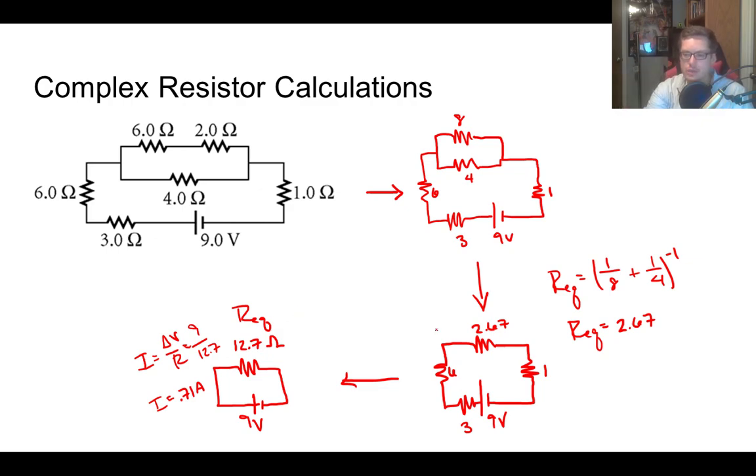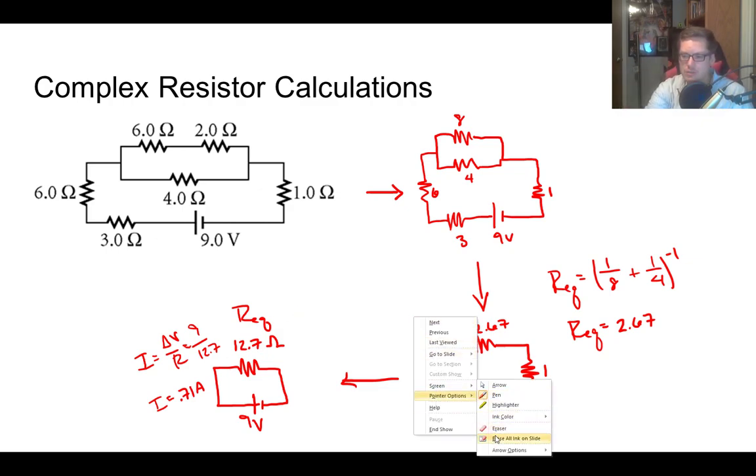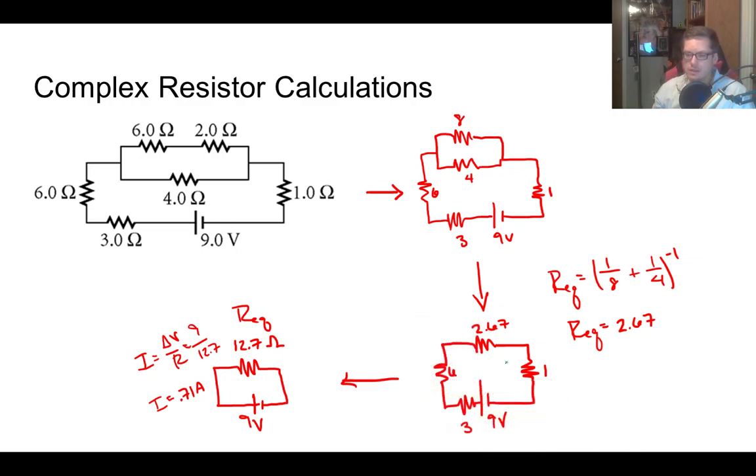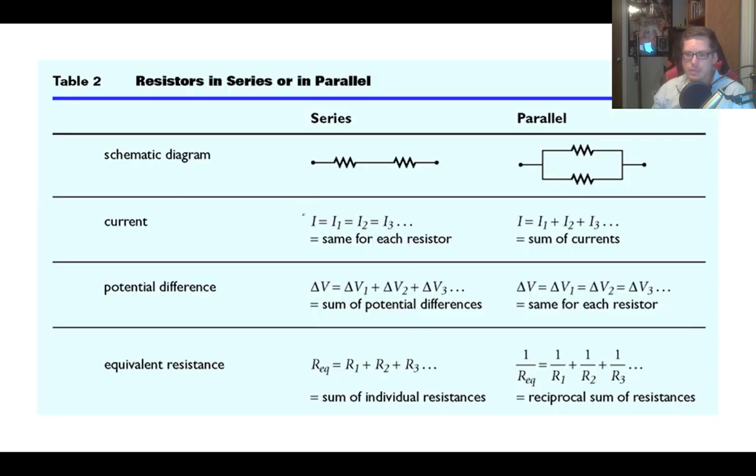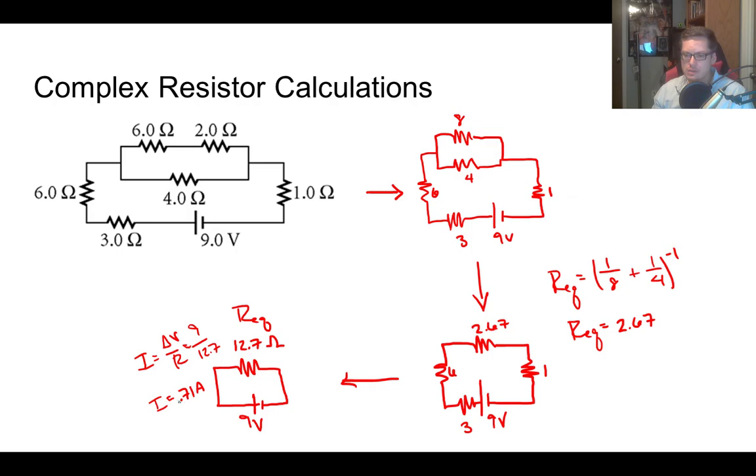Now, I'm going to jump between colors here to help us keep track of what's going on. Because this came from resistors that are in series, remember from our series rules, the current at any given point is always the same. So the current here is 0.71 amps. We'll mark all these in green because all of them have a current of 0.71 amps.